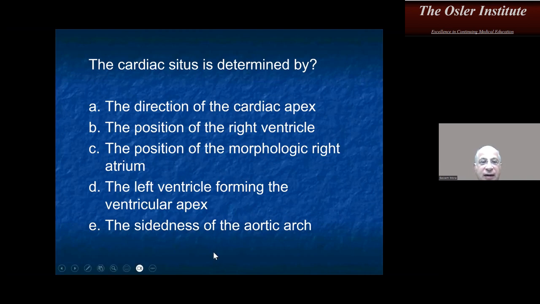The cardiac situs. The cardiac situs is determined by what? This is of the SDS or SDD classification of hearts. SDD is transposition, SDS is the normal. So the cardiac situs, it's that first S, which relates to what? Is it the apex, the RV, RA, LV, or the arch? I'll give you a few seconds here to go over what you think the answers would be.